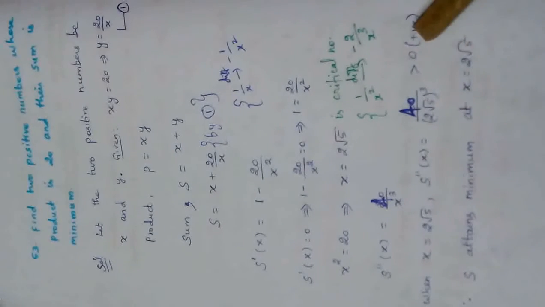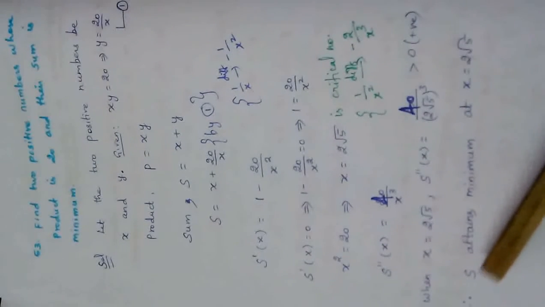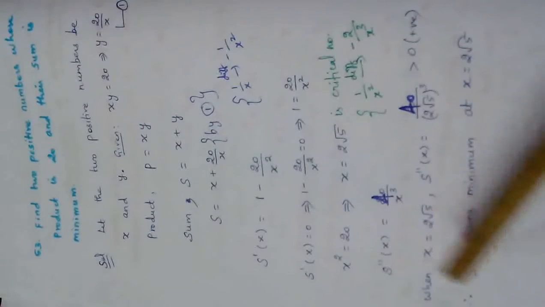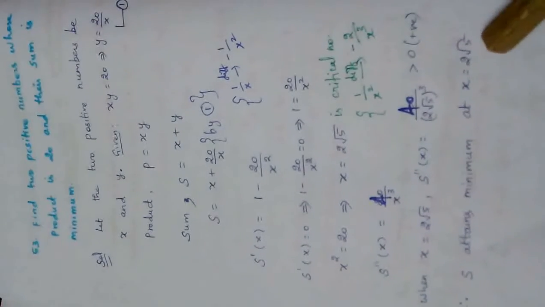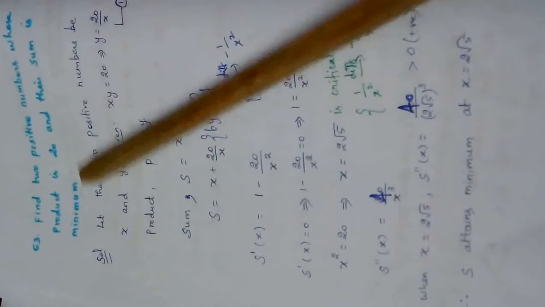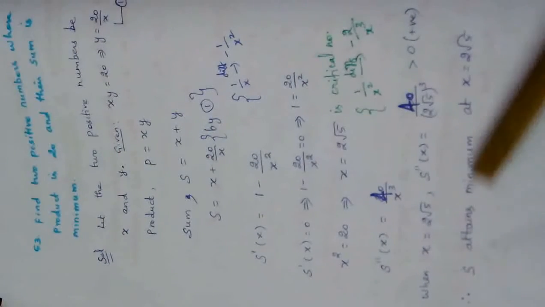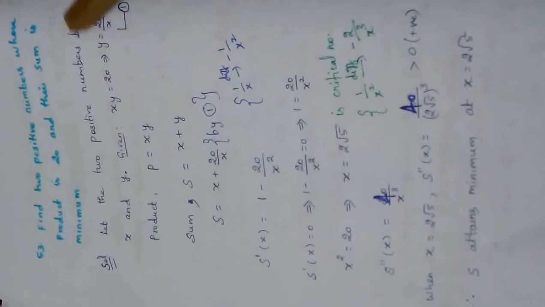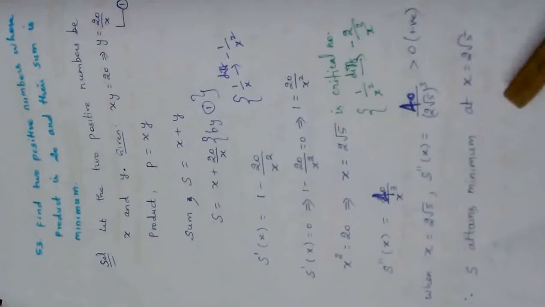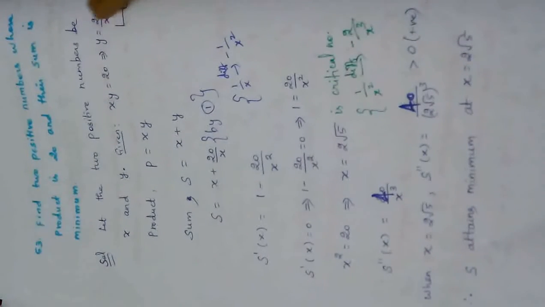If this is positive, what should I write? The function s attains minimum at x is equal to 2 root 5. We want the sum to be minimum and we obtain the condition. Sum will be minimum only when x is equal to 2 root 5. So we found out one number, 2 root 5. How to find the other number? By substituting this in the first equation. Which one? X equal to 2 root 5. Substitute in the first equation. That is the next line.